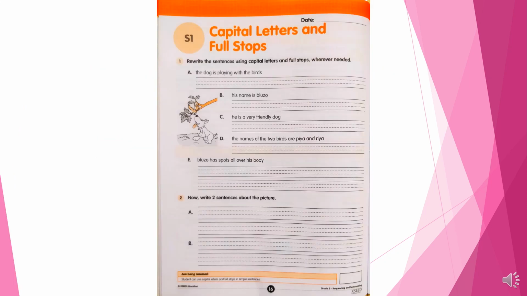Now, children, take page 16 in English Workbook Volume 1. Rewrite the sentences using capital letters and full stops wherever needed. The dog is playing with the birds. This is the first sentence. What is the difference that you can find in this sentence?